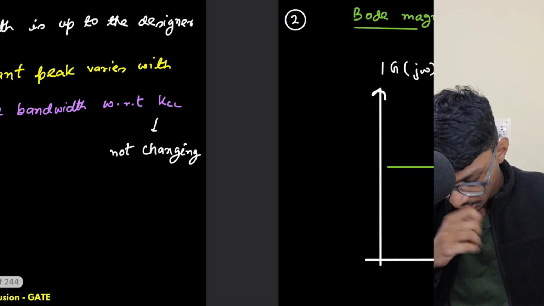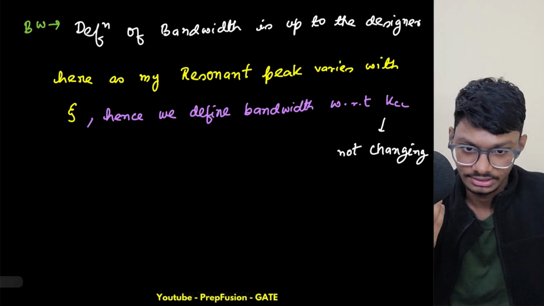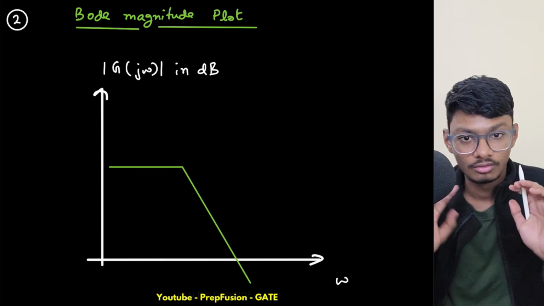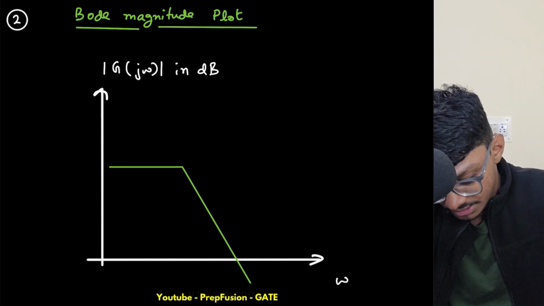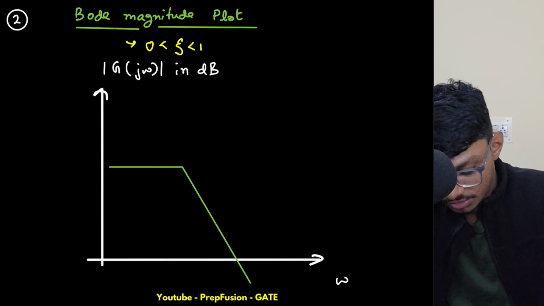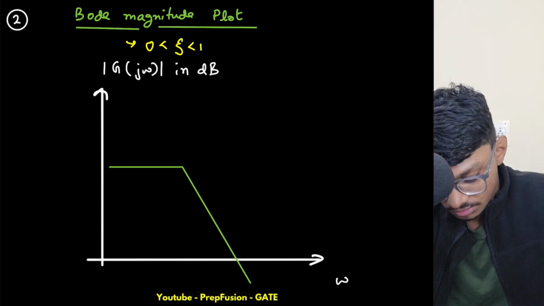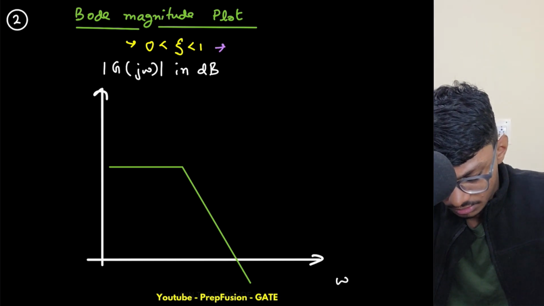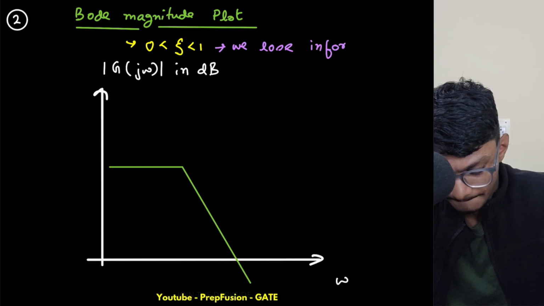So now let's draw the Bode plot for this. We have already done this, right? Here we lose our information about zeta. So this is for zeta between 0 and 1, so we can't tell about the resonant peak or something. So we lose information about zeta.